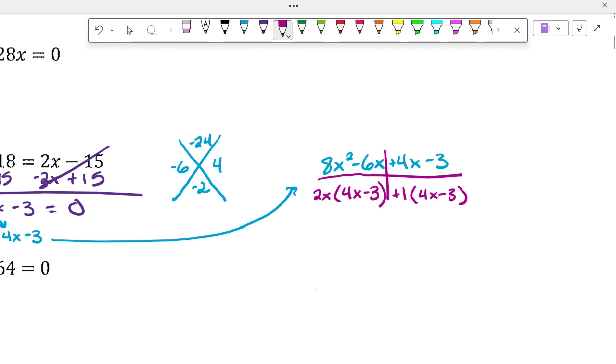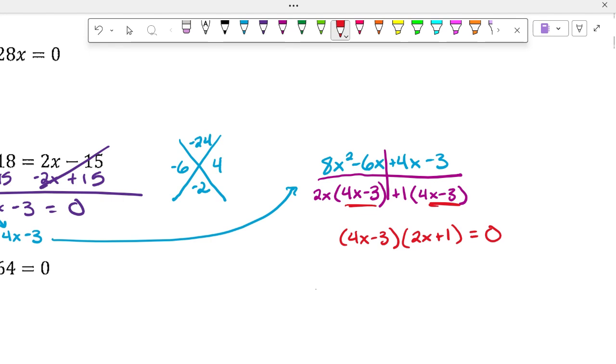Now, am I crying? No, because my parentheses are the same. So then you bring out your new GCF, which should be a binomial. And what's that GCF? 4x minus 3. They both got that 4x minus 3, so I pull that out. Then what am I left with? 2x plus 1.